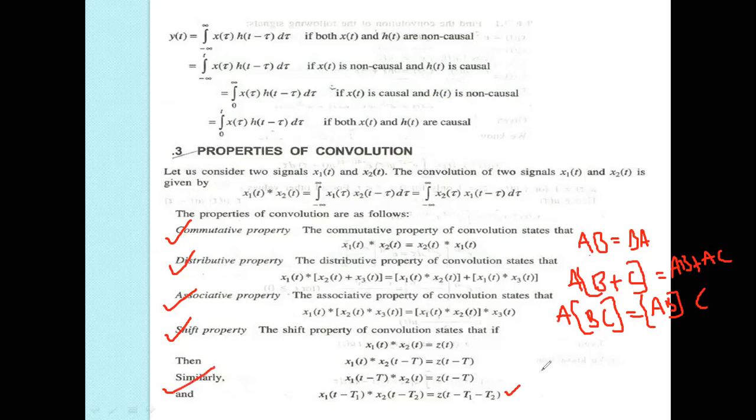Okay, my dear students. So totally the properties of convolution are: commutative property, distributive property, associative property, and shifting property, or the shift property. Okay, my dear students.